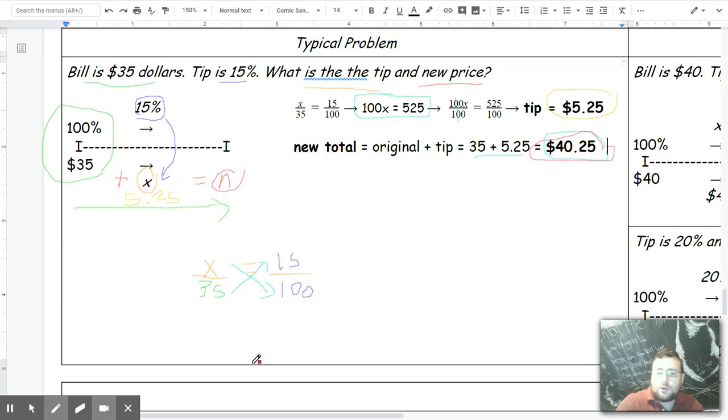So this example shows you how to apply the steps to solve percentage problems. And we're going to keep practicing that in other examples that we'll do in other videos.